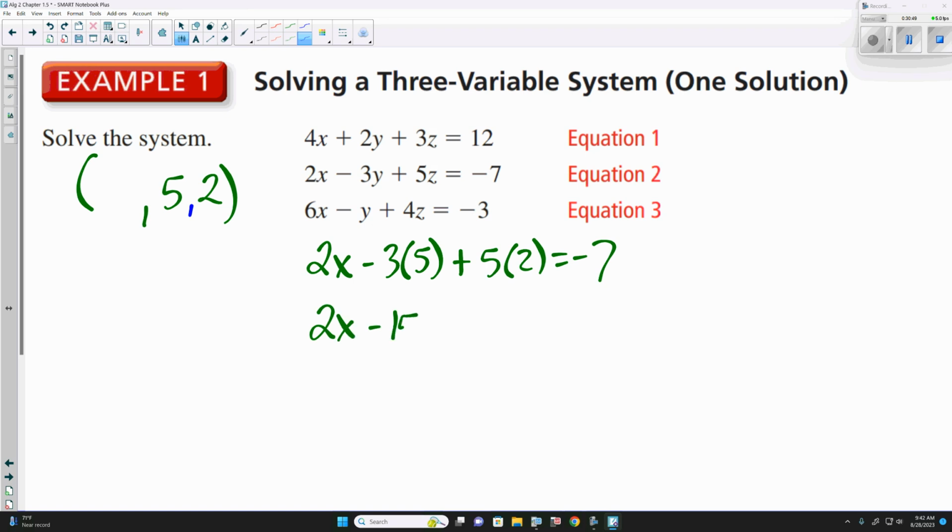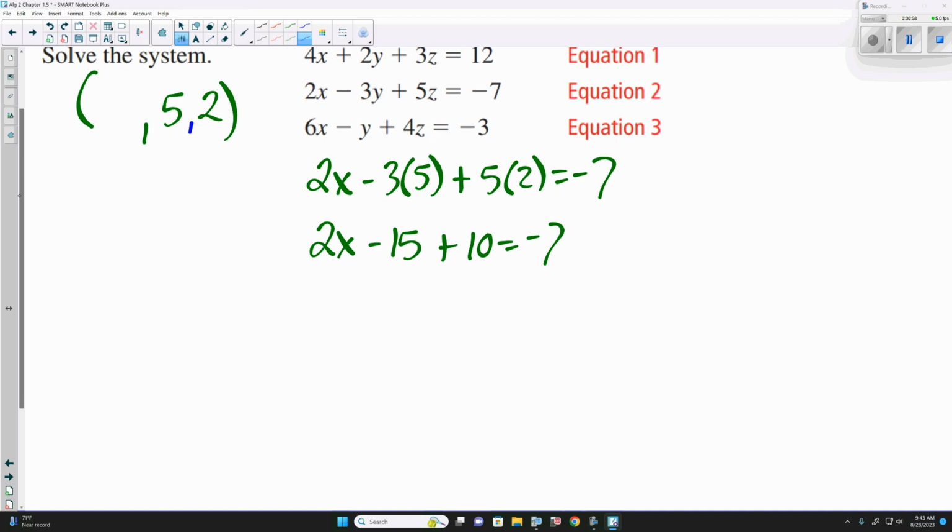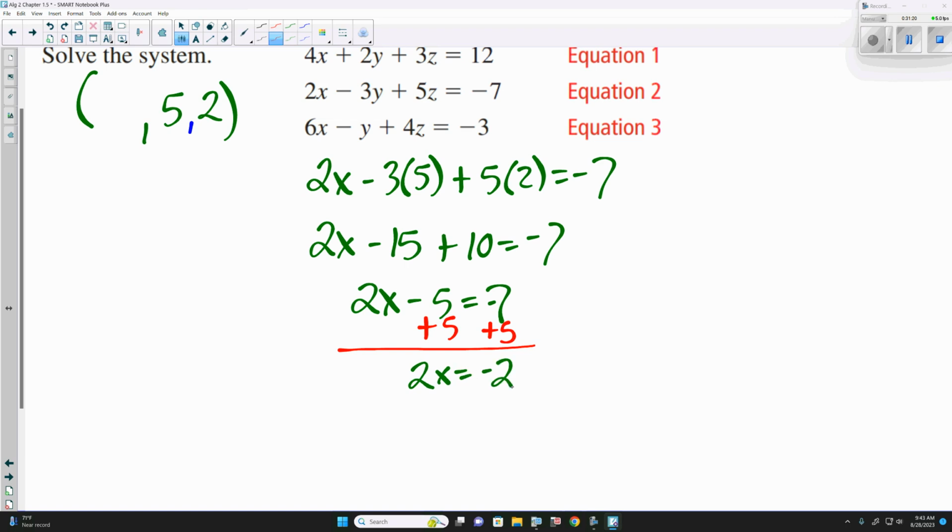3 times 5 would give us our negative 15. 5 times 2 is 10, negative 7. Now at this point we can combine like terms. Negative 15 plus 10 is negative 5. Alright, so let's focus up here. Now we're going to get x by itself, so we'll add 5 to both sides, telling us 2x is equal to negative 2.